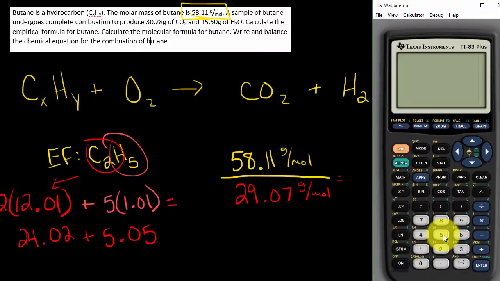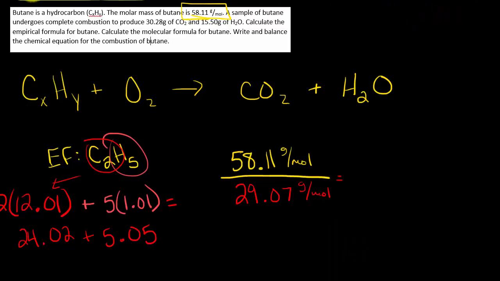So we have, gotta turn it on again. Well, there we go. We have 58.11 divided by 29.07. And our answer is 1.9989. That is really, really close to 2. And so we're going to go ahead and just say that that is 2.